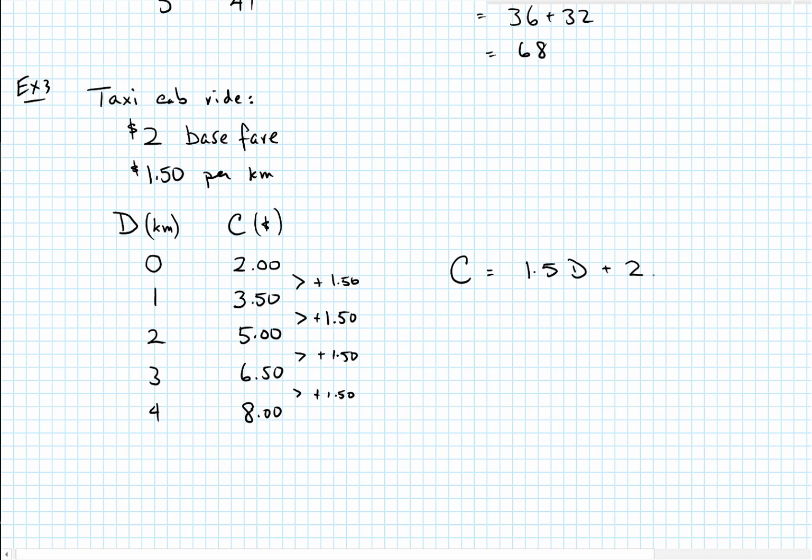So now we can answer a question like, what if we have to go 12 kilometers? How much is a 12 kilometer trip going to cost? Well, we can use our formula. The cost is going to be 1.5 times 12 plus 2. 1.5 times 12 is 18. 18 plus 2 is 20. So the cost for a 12 kilometer trip is going to be $20.